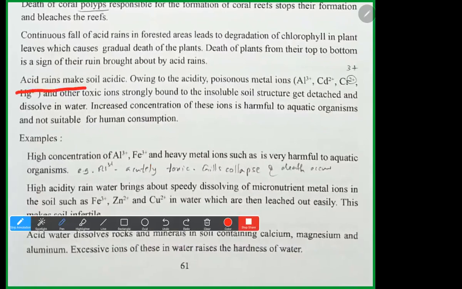Acid rain makes soil acidic. Owing to the acidity, poisonous metals such as aluminium, cadmium, and Cr3+ are released. Sinhala, this is Cr3+.